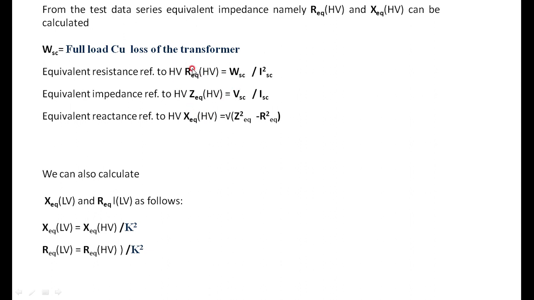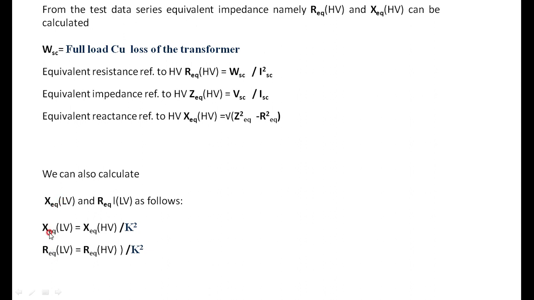This is how you are calculating the value of R equivalent referred to the HV side, X equivalent referred to the HV side. Suppose you are interested to transfer this X equivalent, R equivalent from the HV side to the LV side, from one winding to another winding. In this case, the HV side is treated as the primary, the LV side as the secondary.